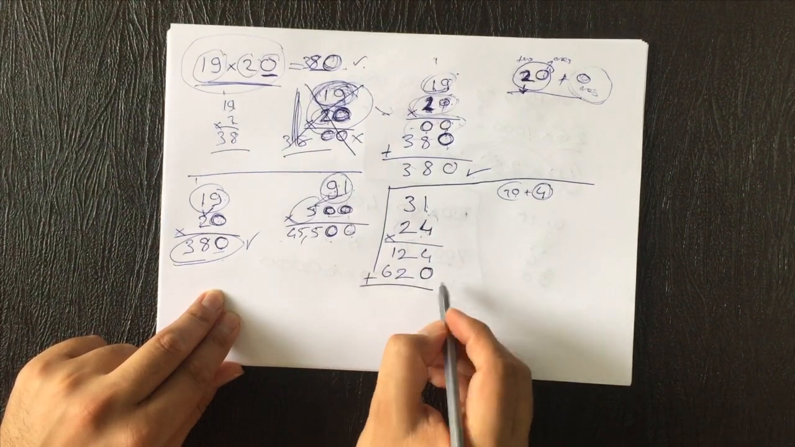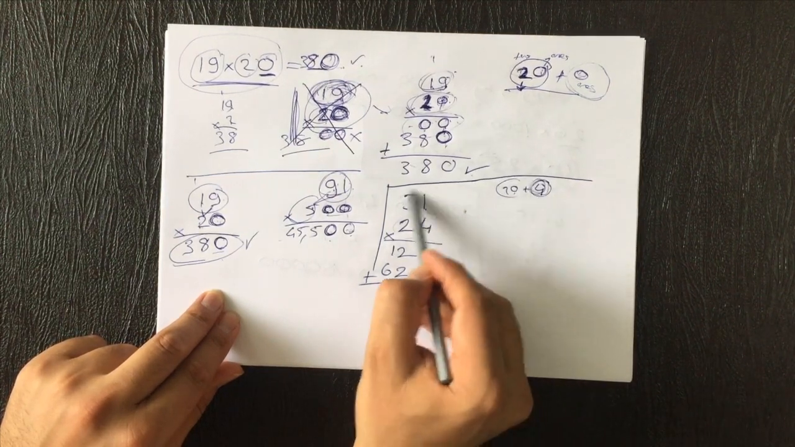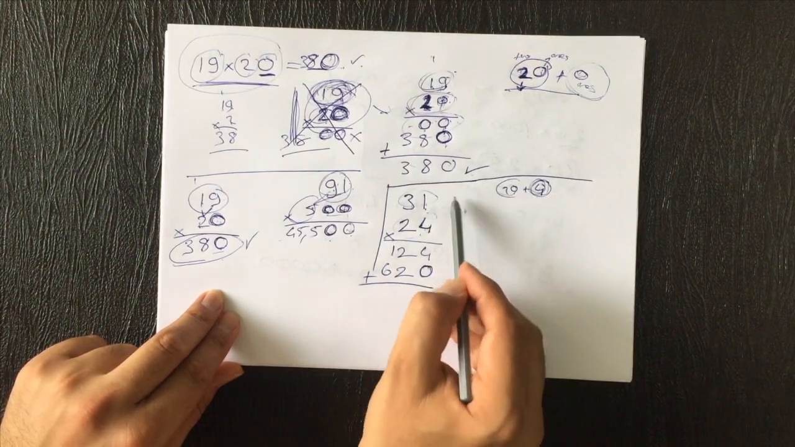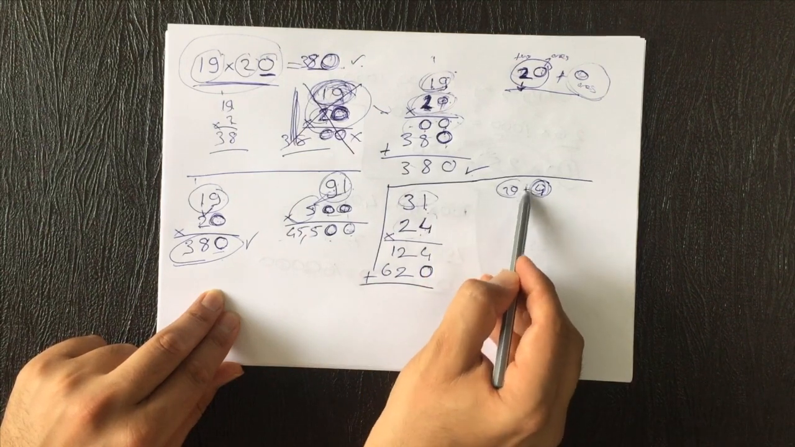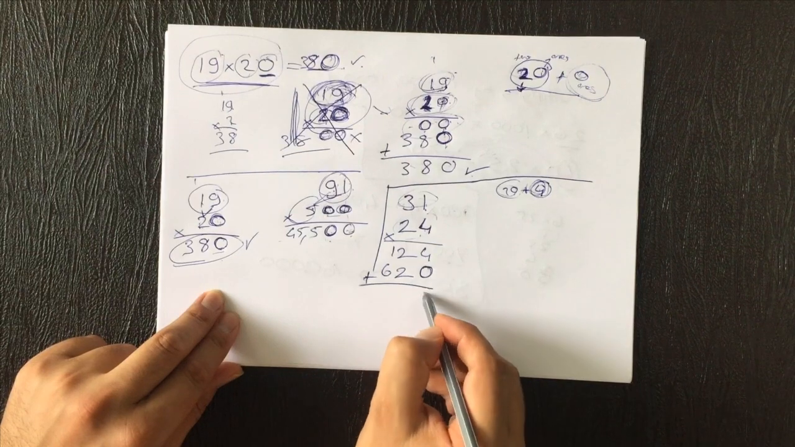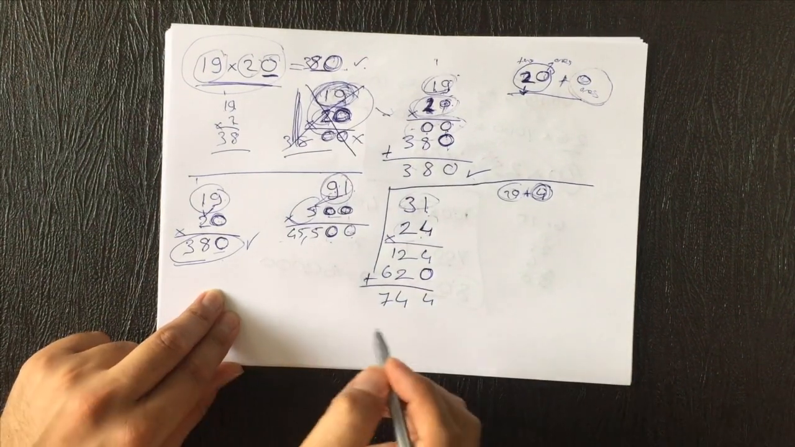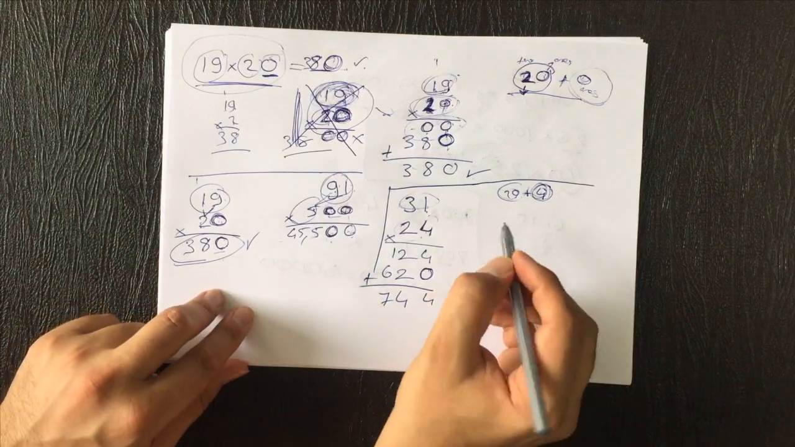Then make it plus, because you opened the expanded form. First you made multiplication, then after this, of course you have to make addition. Then it's 4, 4 and 7. Did you see? So easy.